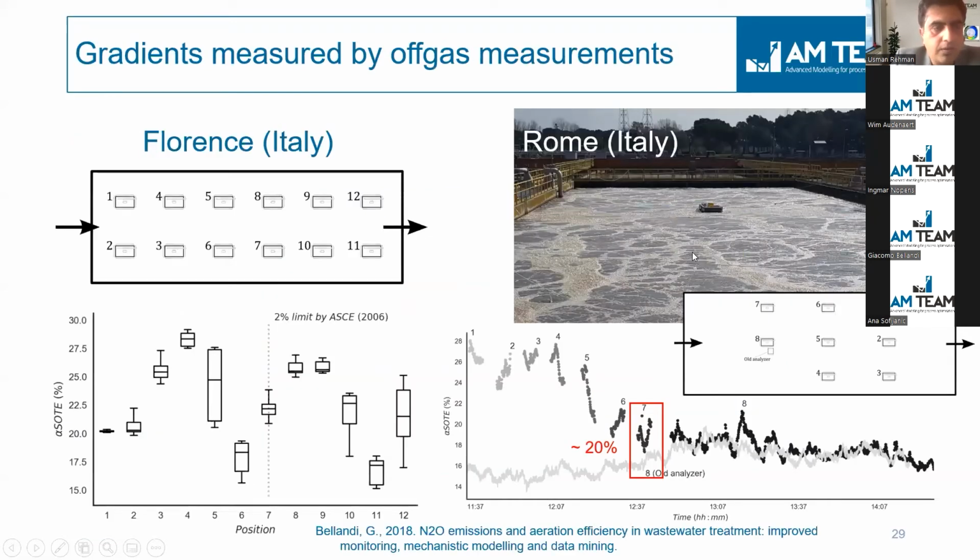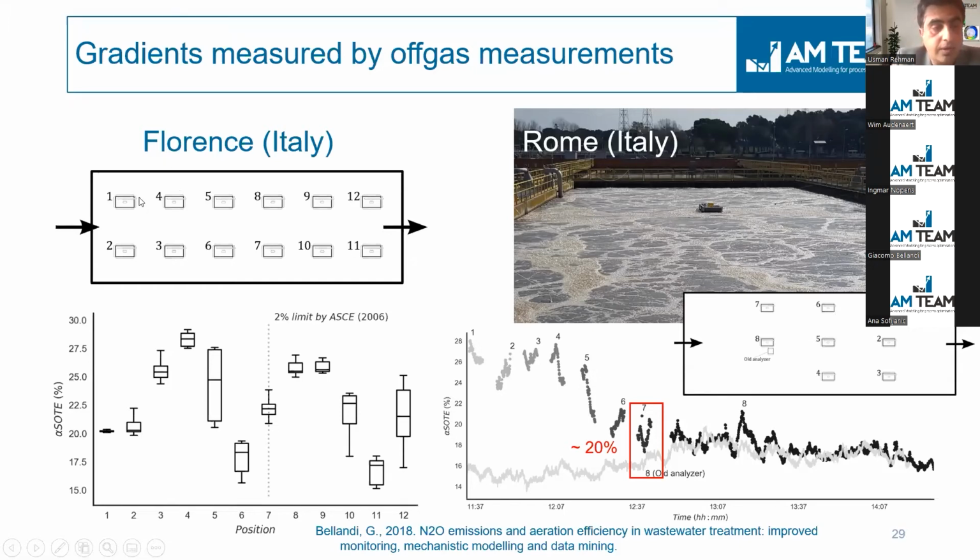We have also done some off-gas measurements to further confirm this. Our colleague, Dr. Giacomo Bolandi, has done measurement campaigns in two different plants in Italy, one in Florence and one in Rome. And in both, what we did was put gas hoods across the length of the bioreactor and also along the width of the bioreactor to see: is it only along the length that the reaction is really happening, or is it also the case along the width of the bioreactor?